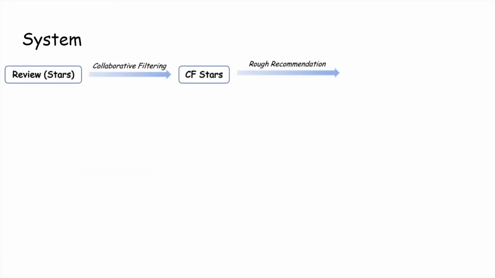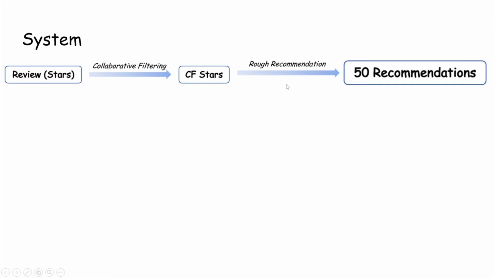So here is our system. First, we use collaborative filtering to process the stars of the review dataset. We can predict stars by collaborative filtering, and using these stars, we can do rough recommendations. So we can get 50 recommendations.